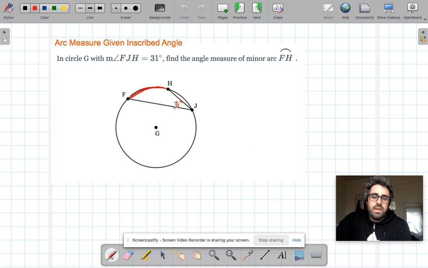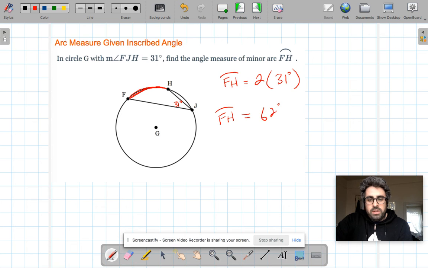So in this case, we're given the inscribed angle. We're asked to find the arc. So we're simply going to say arc FH is going to be equivalent to 2 times the inscribed angle, which is 31 degrees. So arc FH is 62 degrees.